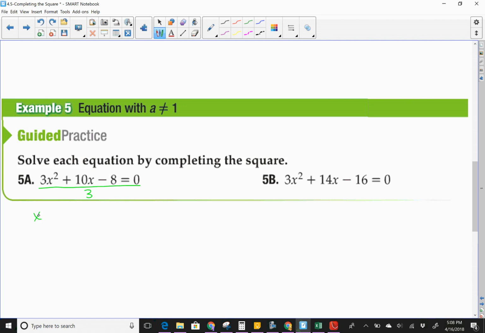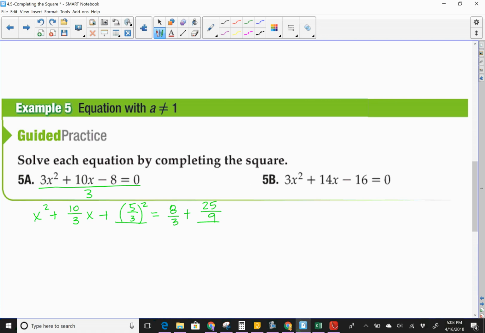So that's going to give me x squared plus 10/3 x plus a blank. When I move the 8 over, it's positive 8, but it's been divided by 3. So that's what I have. 1/2 of 10/3 is 5/3. 5/3 squared is 25/9.